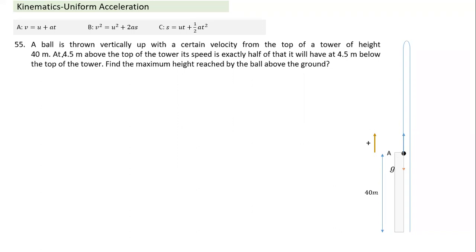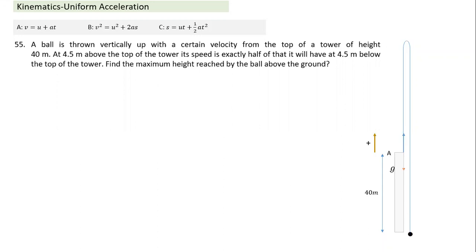At 4.5 meters above the top of the tower, its speed is exactly half of what it will have at 4.5 meters below the top of the tower. What is the maximum height reached by the ball from the ground? This is the question given. Right, so I need to use this formula between 2 points. What is the first thing which should come to my mind? This is how the ball goes. It goes up, then comes down and hits the ground.